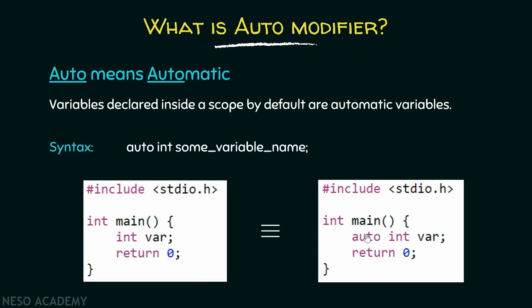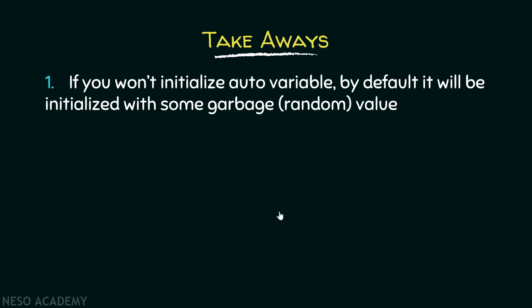Now writing auto in front of this integer variable is equivalent to not writing it. Therefore, writing auto in front of an integer variable doesn't provide you any power at all. If you want to initialize an auto variable, by default it will be initialized with some garbage value.